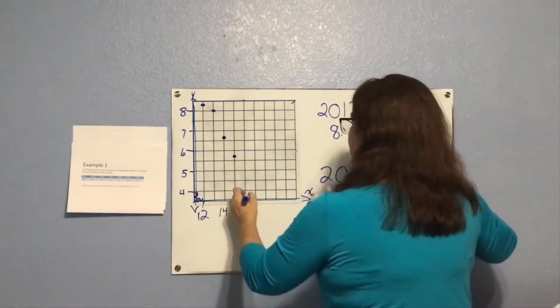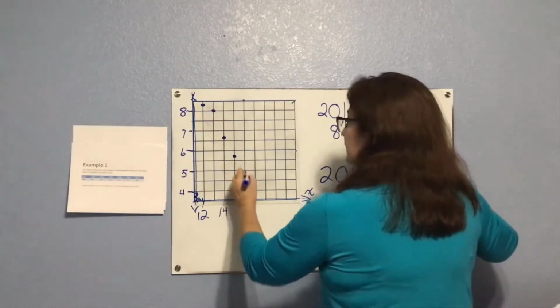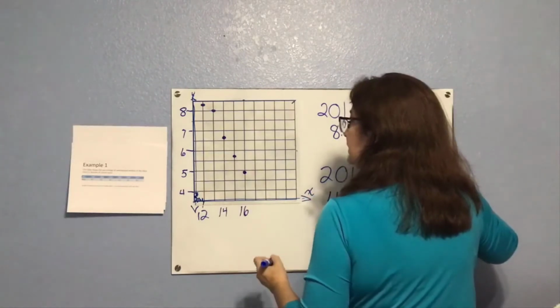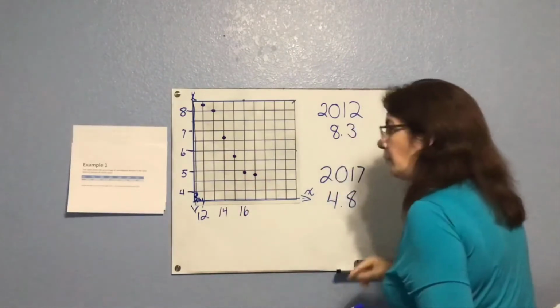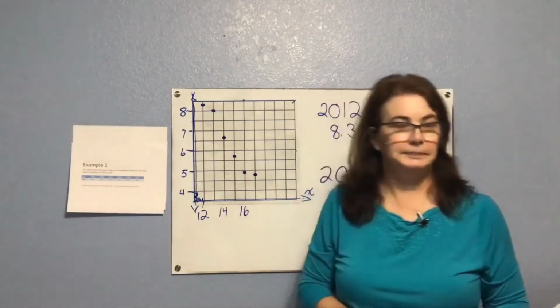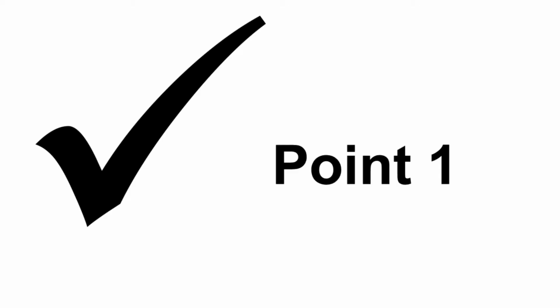2016, 4.9. So just below the 5. And then 2017 is 4.8, so just a little bit lower. And there are the points for my graph. Go ahead and work on checkpoint 1.